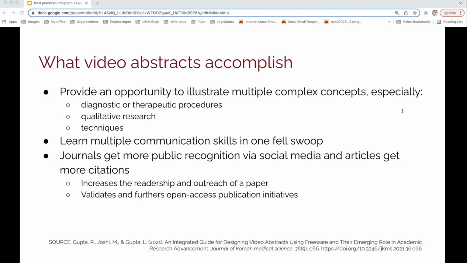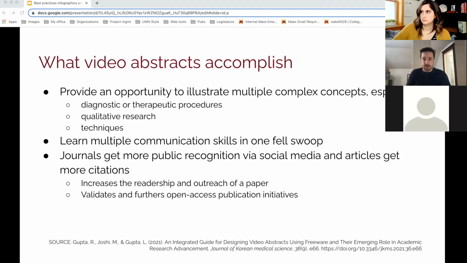As such, just making the effort to create a video abstract is going to expose you to new digital and oral communication techniques and skills that are going to become more and more commonplace over time.